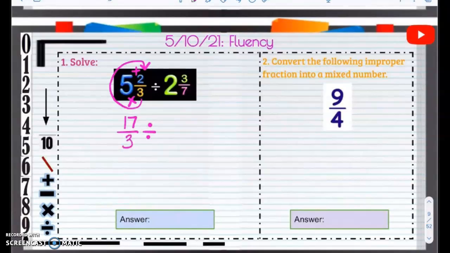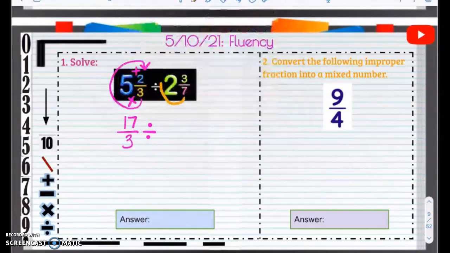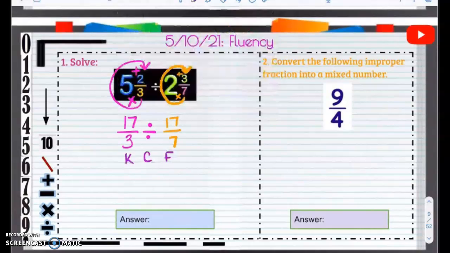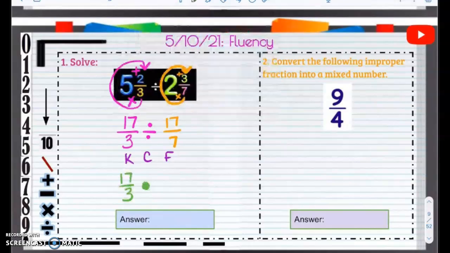What we have here now is 7 times 2, which is 14, plus 3. It's going to be 15, 16, 17. Keep that denominator of 7. Now, when we divide, remember, we have to do our keep, change, flip. We're going to keep that first fraction as 17 thirds. Change the symbol to multiplication, and flip that last fraction to 7/17. Now we can multiply straight across.